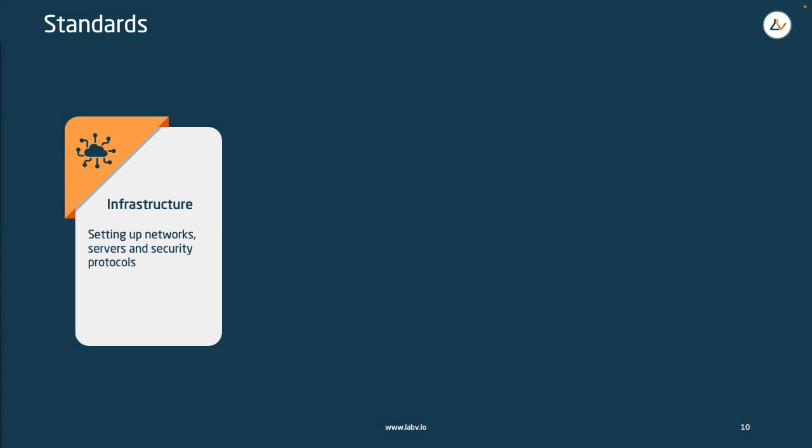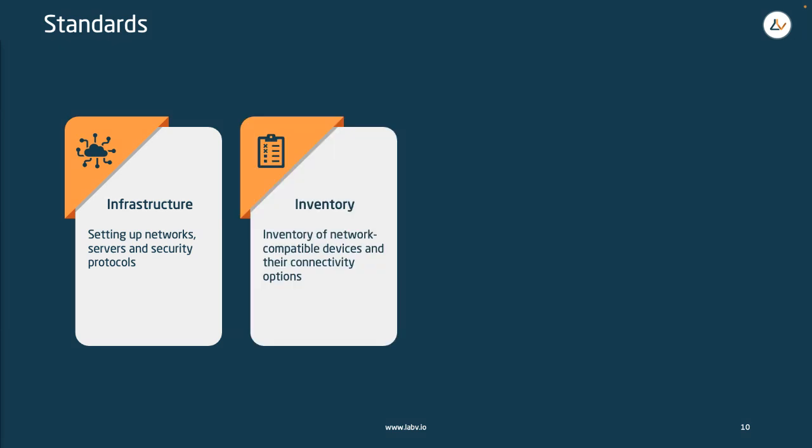Now, what are the lessons learned when we talk about standards? Well, first of all, infrastructure. Very important. If you're looking at using standards in your lab, make sure that the necessary network and also the infrastructure is in place in your lab or in your company to connect the devices, right? It may include things like setting up a network, servers, and security protocols, but it's very critical.